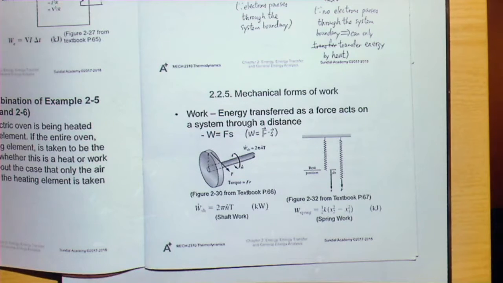But by the definition, there are two requirements for there to be a work transfer. First of all, there should be a net force acting on the system boundary, so that this term would not be zero. Another thing is that the boundary must move, so that there will be some deformation of the system boundary, and you will have work in this case.